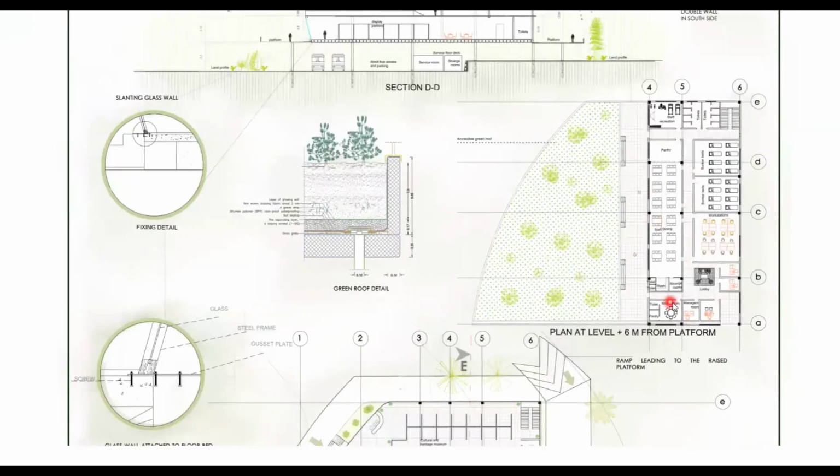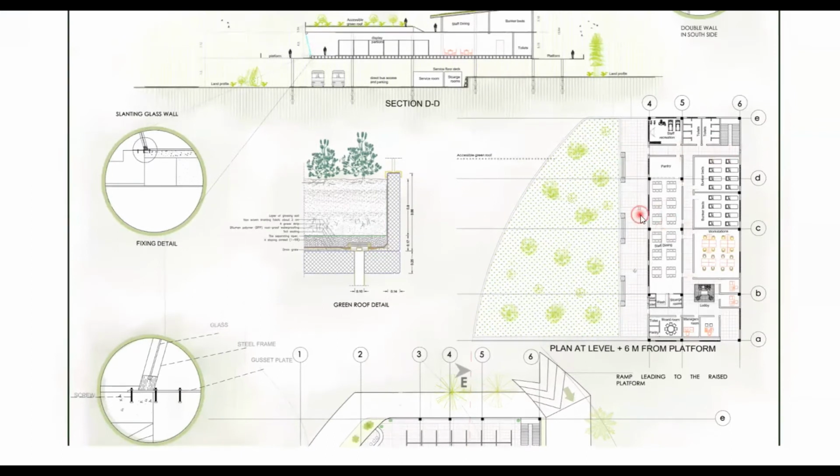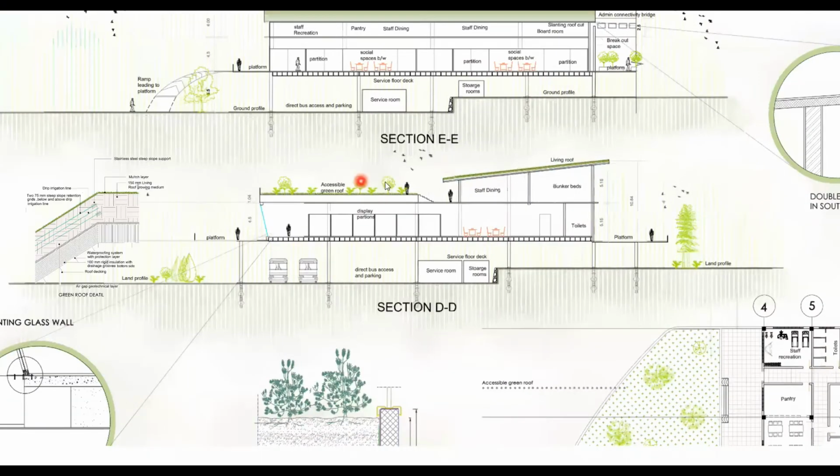And coming to the second floor level, it comes the staff's area, where the staff's lobby, their workstations, their bunk beds, their toilets, and recreation space and pantry space is provided. And from the main corridor, they could access to the living room as well. And this is the section showing the accessible living room.